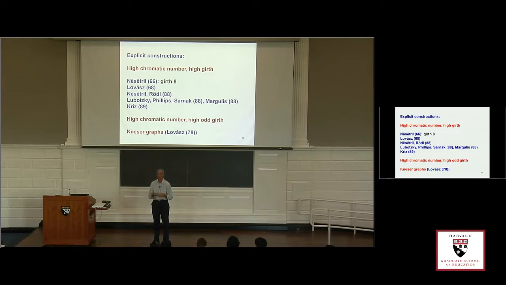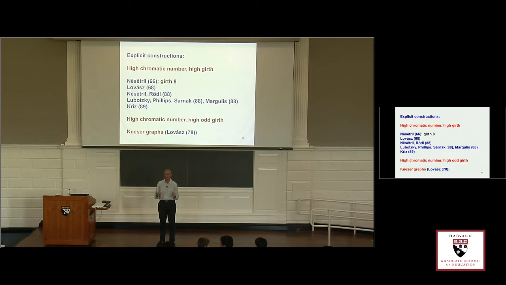Then there is a simple to describe construction, but maybe harder to prove, by Lubotzky, Phillips, and Sarnak, and by Margulis. These are the usual constructions of expanders. For those that heard about them, they also happen to have a high girth, and because of spectral properties, they have high chromatic number. And then there is another construction by Kriz. All of those are kind of complicated to describe.